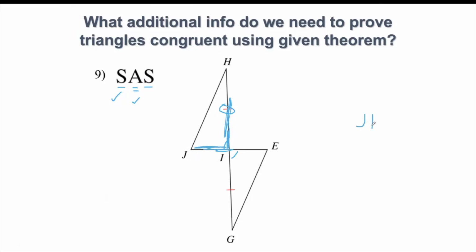So if I have this side here and this vertical angle here, the other side of the angle would be here. So it looks like IE. Okay, so if I knew that JI and IE were congruent, that would allow me to use side, the vertical angles, and if we knew this additional piece, then we would have side, angle, side, and we would have all three pieces. So that's the piece we need, that side that includes the angle.